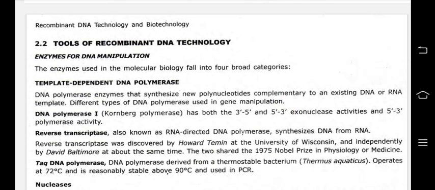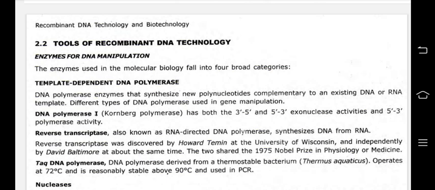So, tools of recombinant DNA technology. Enzymes for DNA manipulation. The enzymes used in molecular biology fall into four broad categories. Template-dependent DNA polymerases: DNA polymerase enzymes that synthesize new polynucleotide complementary to an existing DNA or RNA template. Different types of DNA polymerase are used in gene manipulation. DNA polymerase I, the Kornberg polymerase, has both 3' to 5' and 5' to 3' exonuclease activities and 5' to 3' polymerase activity.